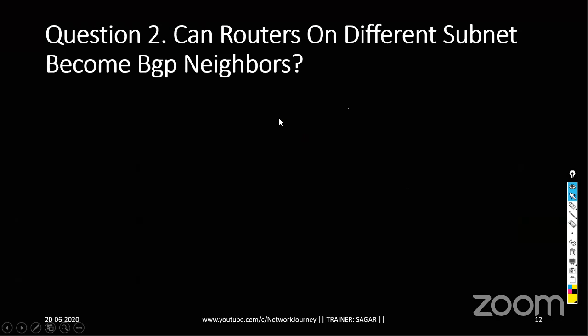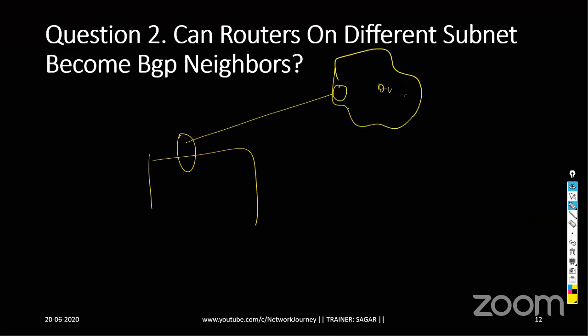The second question is, can routers on different subnets become BGP neighbors? Let's say this is Airtel ISP, and this is myself, the enterprise. I have here 1.1.1.1, and over here I have a different subnet, 2.1.2.1.1.1. Do you think they will form neighbors? I guess it cannot. What about others?